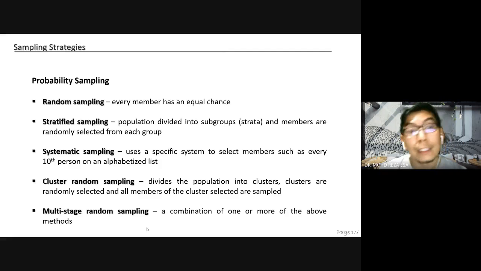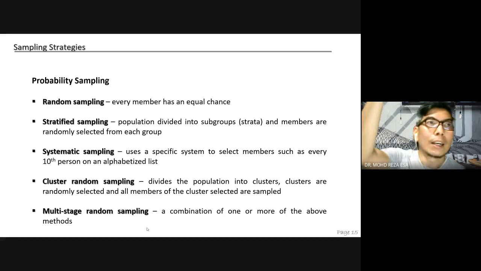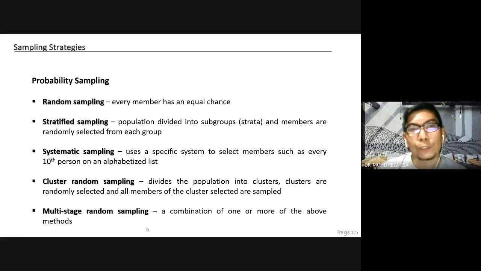Okay, systematic sampling uses a specific system to select members, such as every 10th on an alphabetized list. Okay, so for example, you have 2,000 listed contractors, let's say. Okay, so you want to select every 10th contractor. Okay, number 10, number 20, 30, and so on. Okay, that's systematic sampling.